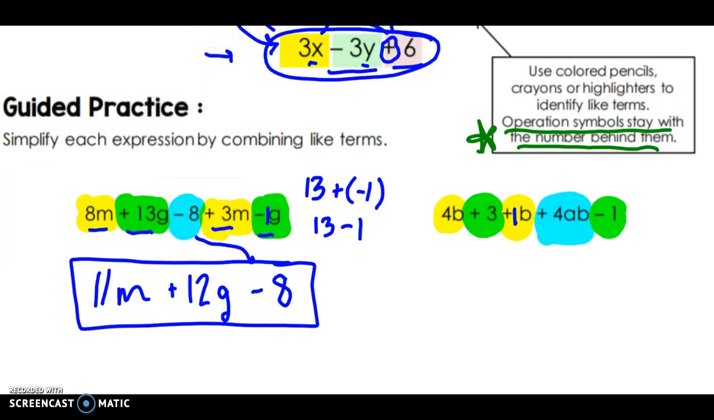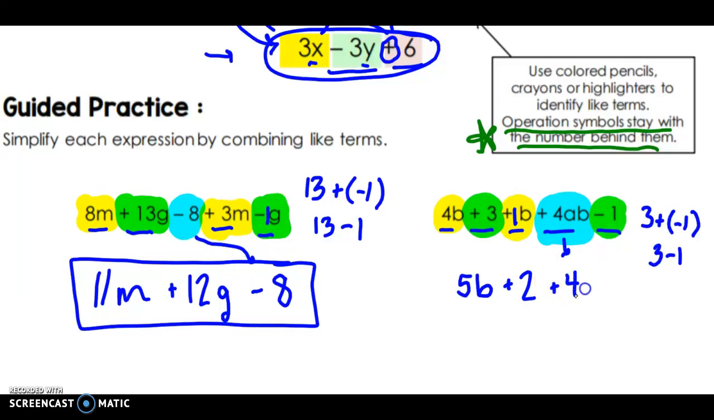So as I go to combine, I'm looking here at my yellow terms. I have 4B plus a +1B. So we know 4 plus 1 gives me 5B. Then in green here, I have a 3 plus, because I'm combining, a -1. So I have 3 plus -1, which is the same as 3 minus 1, which is just 2. So again, because it's 2, it's not -2, I'm just going to say +2 in my expression down below. And then lastly, my final term that has no other like terms just stays put as 4AB.